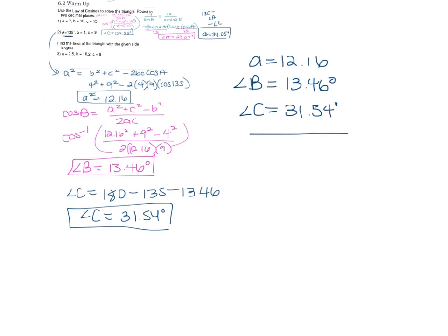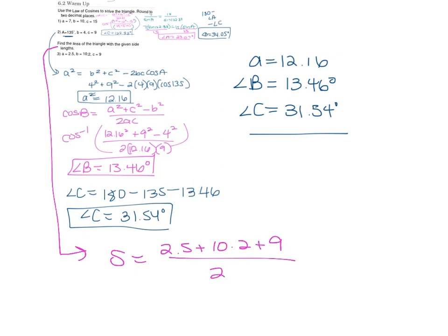All right, and then the last one is Heron's formula, right? The first thing I'm going to find is S, which is A plus B plus C divided by 2. 2.5 plus 10.2 plus 9, divided by 2. And I get 10.85. Wait, did I do that right? Yeah. 2.5, 10.2, 9. 10.85.